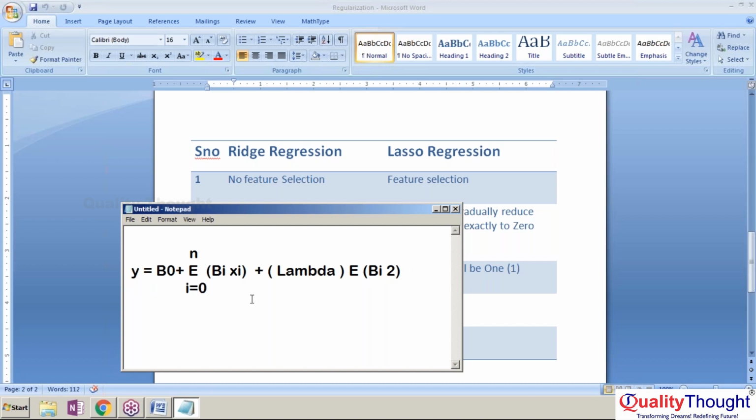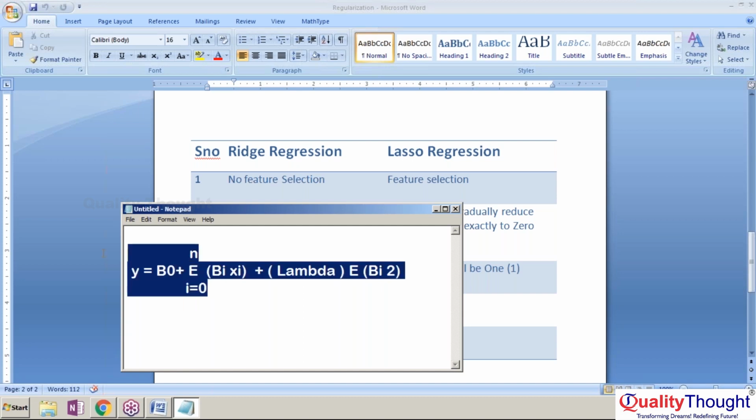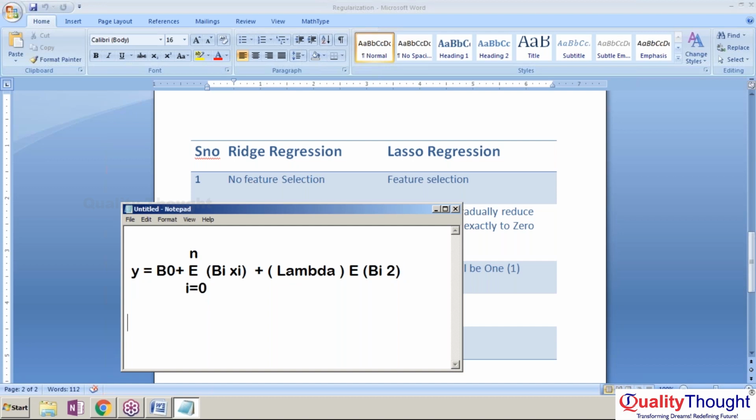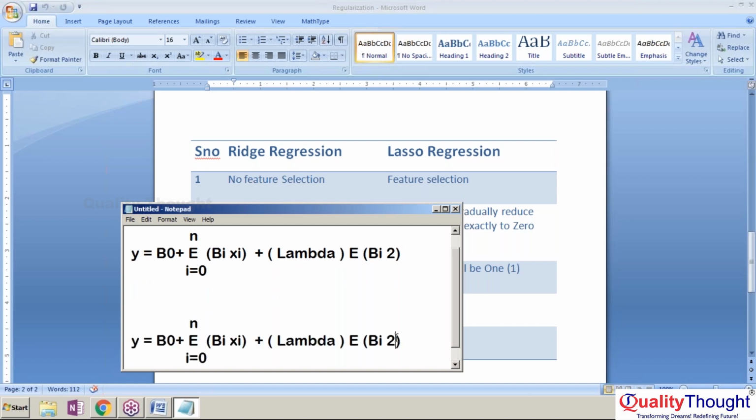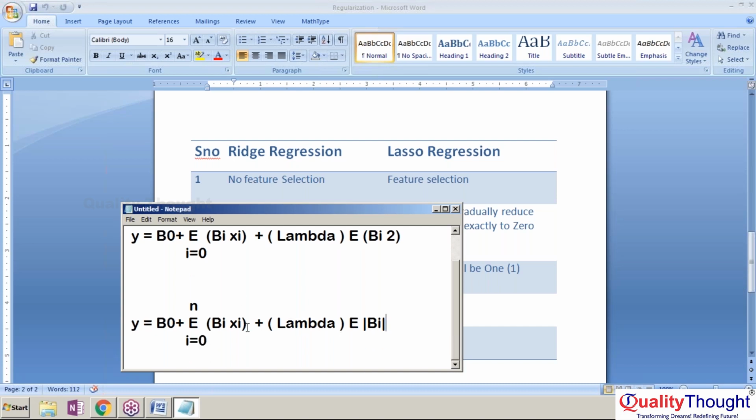Ridge regression. If you are going to do this in the same way with the modulus, instead of squaring, if you are going with a modulus, then this is called lasso.